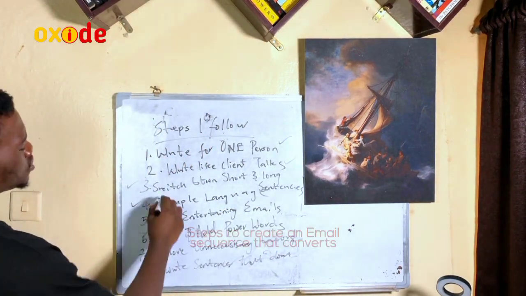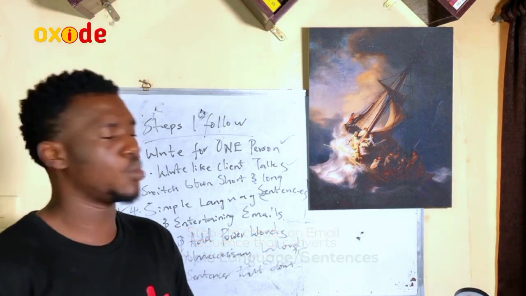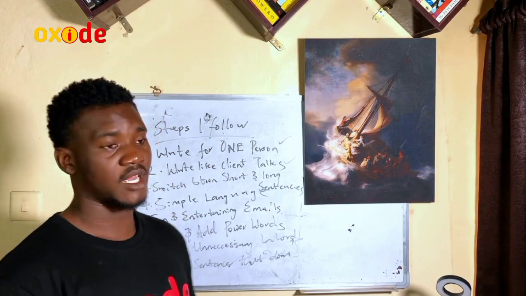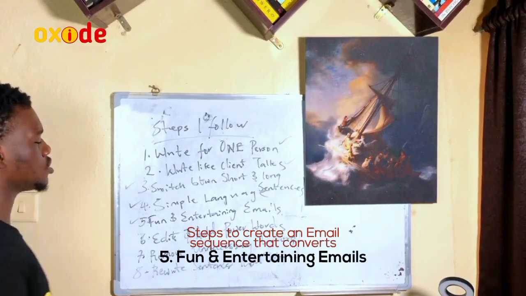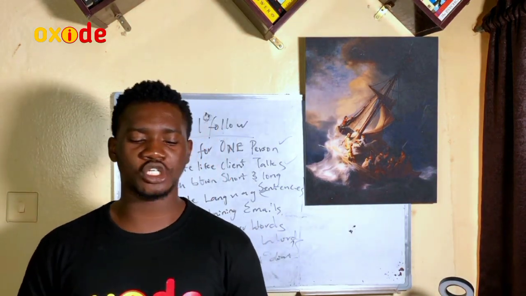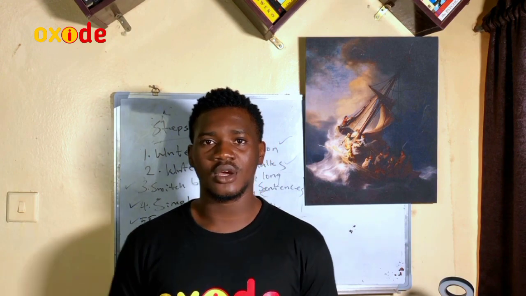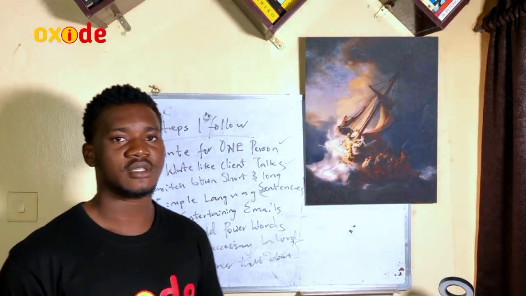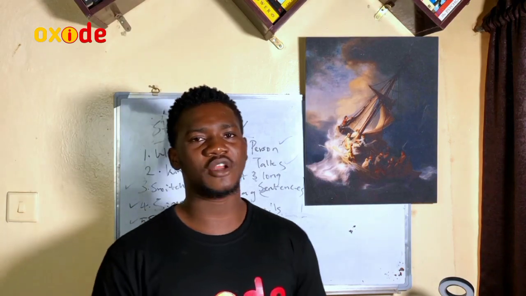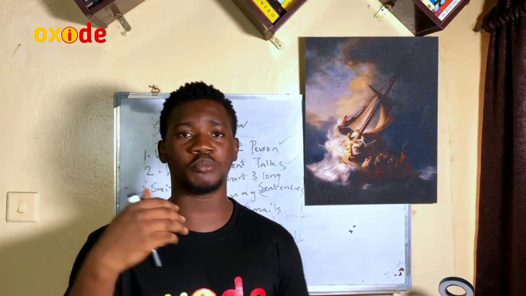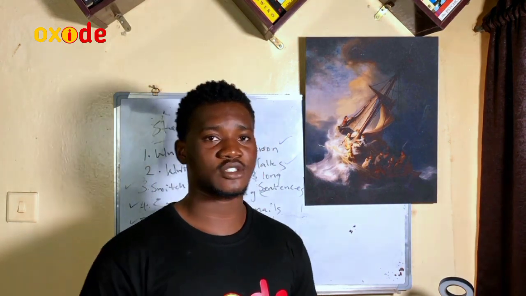Number four, I want to use simple language. I don't want to use complex sentences. I want to use simple language that my client's readers can understand. Number five, I want to write fun and entertaining emails. And this is where storytelling comes in. I want to make sure that my email sequence is not boring or something that makes my readers feel like, no, I don't want to read this thing. And I want to make sure that at the end of each email, this fun and entertaining content guides them slowly to the sale. So they're going to be sold without knowing they're getting sold.